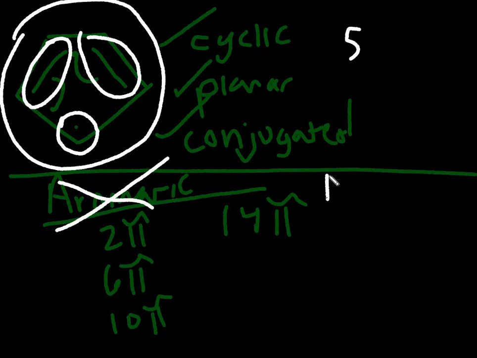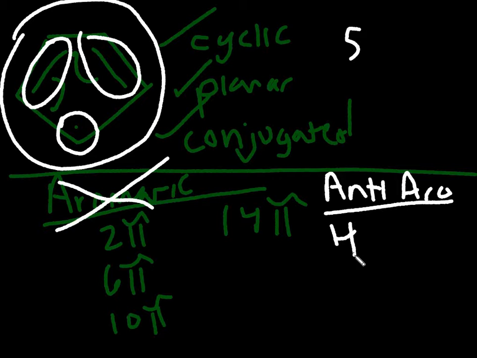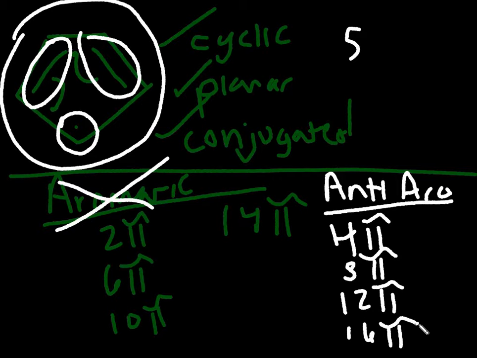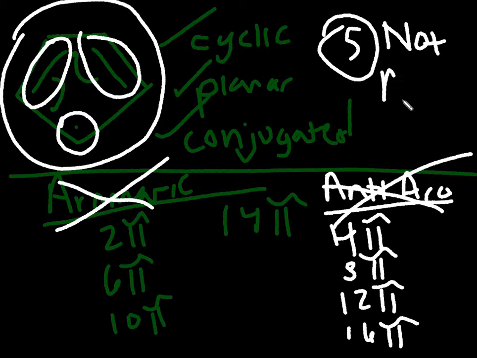Now, remember our little table for anti-aromatic. For anti-aromatic compounds, they're even numbers just like the aromatic numbers. However, it would be 4 pi, 8 pi, 12 pi, 16 pi, and so on. Okay? And we have 5. That number isn't there either, so it can't be anti-aromatic. The only thing left is not aromatic. It is not aromatic.